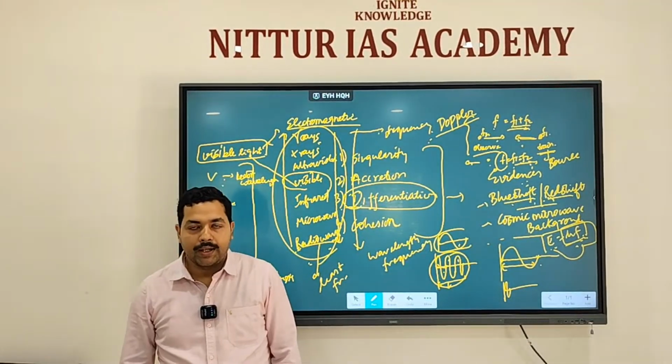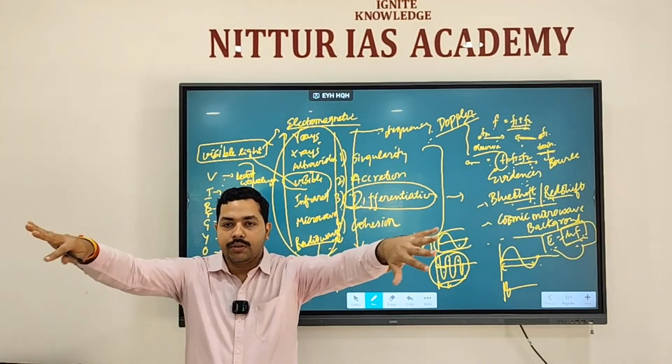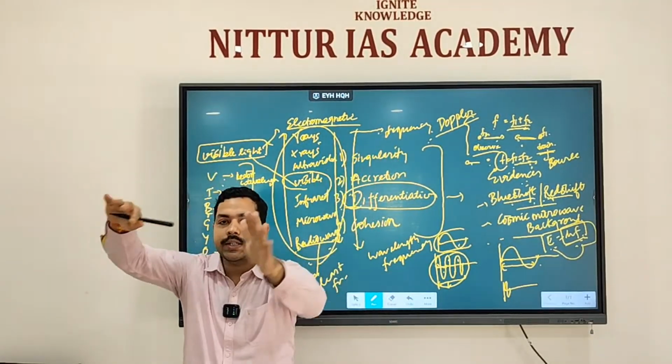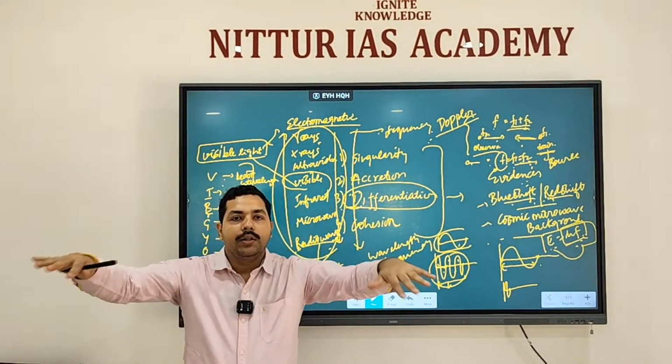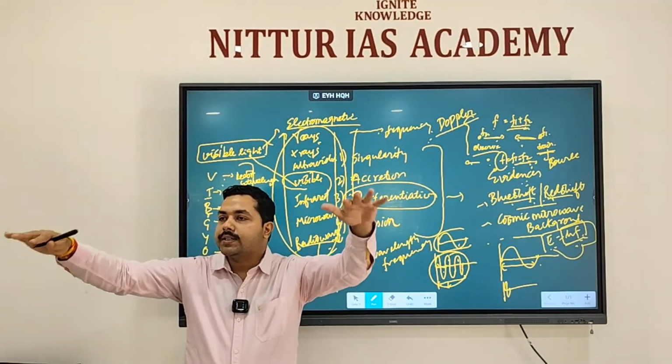Why all black? Because there is no atmosphere. This scattering of blue color is occurring because of what? Because of Earth's atmosphere. Whatever the sun's radiation is coming, the sun's radiation is scattered, and as a result, what you see is that the sky is appearing blue.